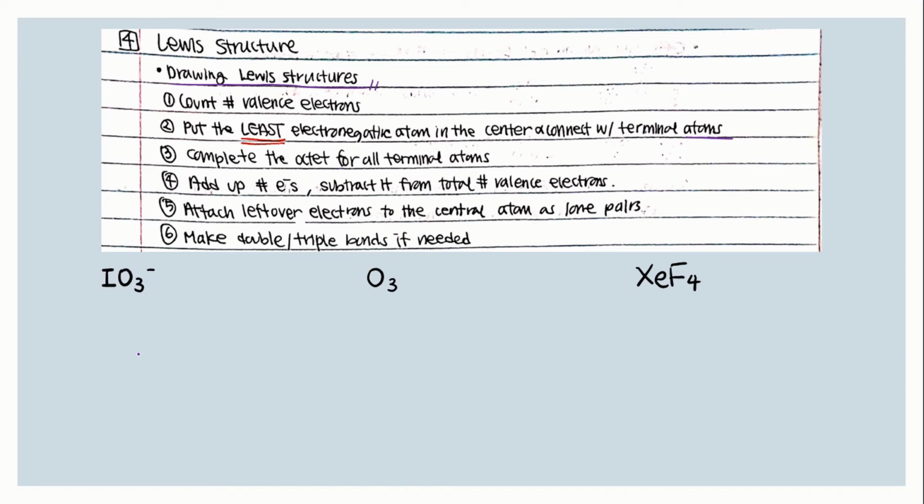First, IO3 minus. First, as it says, you have to count the number of valence electrons. You have 7 for iodine and 6 for oxygen, but you have 3 of them. And then you have to add 1 because you have a charge of -1, which means you have an extra electron. So you have 27 electrons total. Put the least electronegative atom in the center, which is iodine. And then you connect the terminal atoms, which would be 3 oxygens.